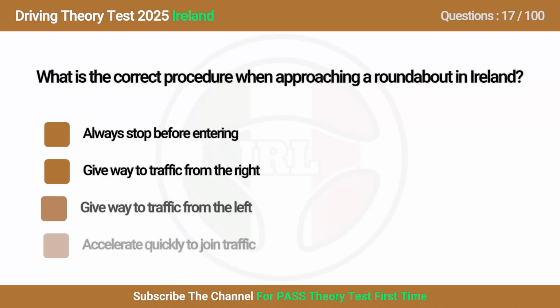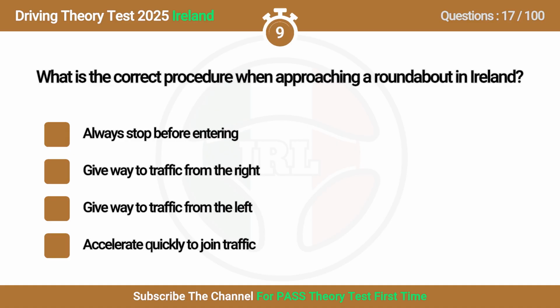Question 17. What is the correct procedure when approaching a roundabout in Ireland? A. Always stop before entering. B. Give way to traffic from the right. C. Give way to traffic from the left. D. Accelerate quickly to join traffic.